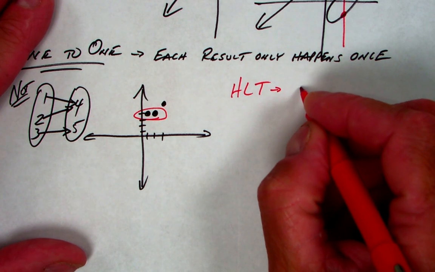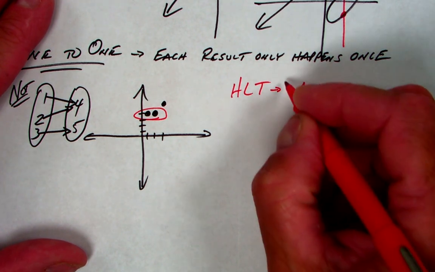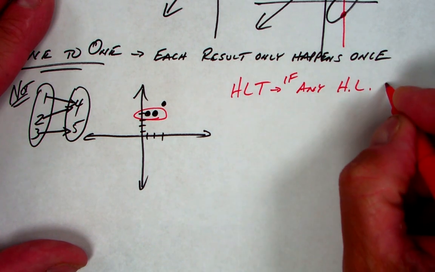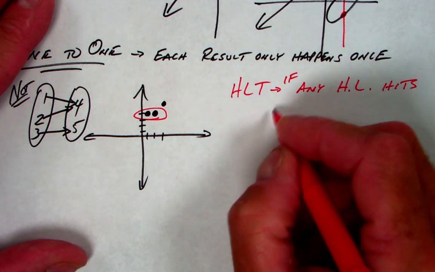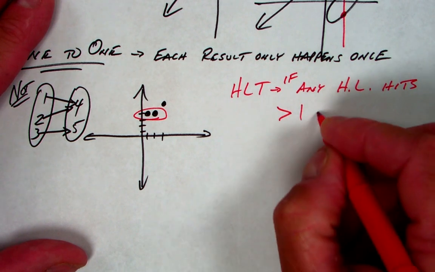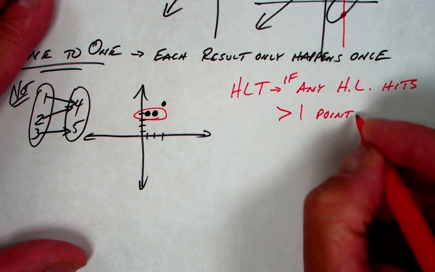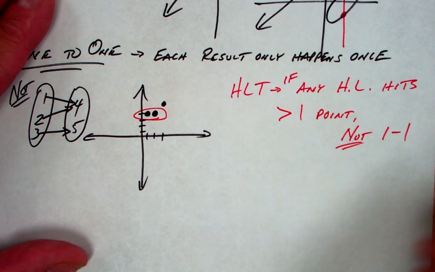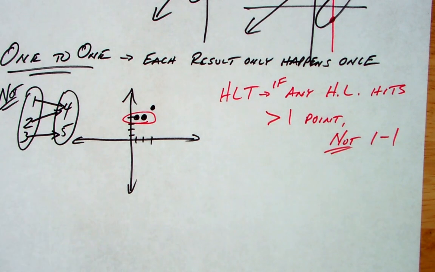So HLT, I'm going to abbreviate even more, okay? If any horizontal line hits more than 1 point, then it's not one-to-one. Okay?